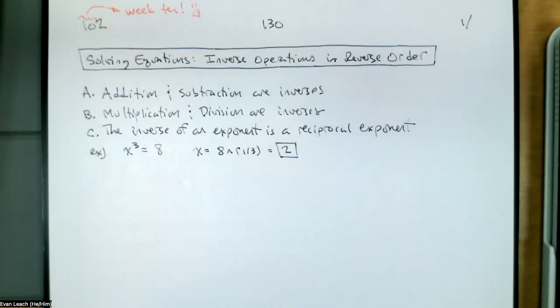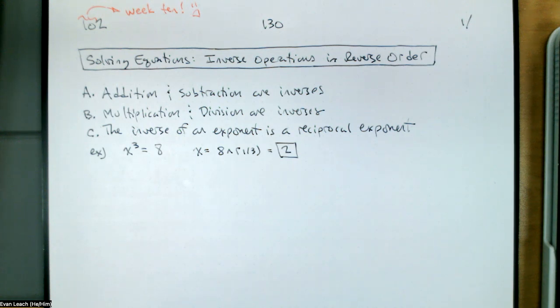Today, we want to continue solving equations by performing inverse operations in reverse order. We talked about our major operations: addition and subtraction are inverses, multiplication and division are inverses, and we talked about the fact that the inverse of an exponent is a reciprocal exponent. So if we have x to the third equals 8, the inverse of that is a 1/3 power. The inverse of an exponent is a reciprocal exponent.